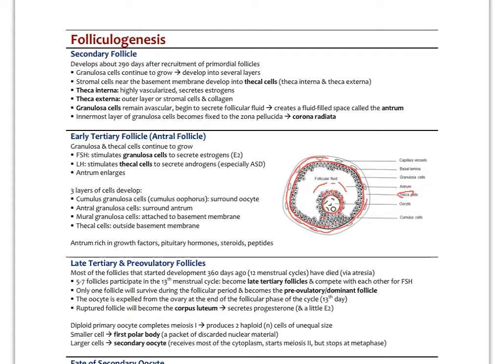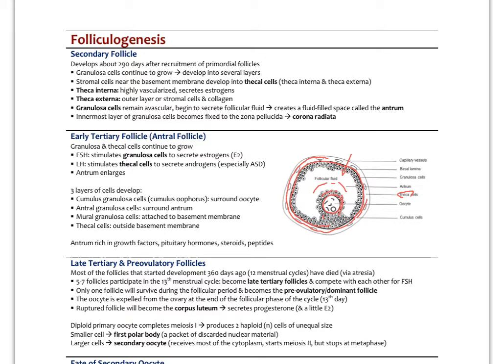The granulosa cells on the inside here remain avascular, so they have to get their nutrition seeping from the outside in. They begin to secrete a follicular fluid, and that eventually creates, in this next stage, the fluid-filled antrum. The innermost layer of the granulosa cells becomes fixed to the zona pellucida, and that's going to be called the corona radiata.